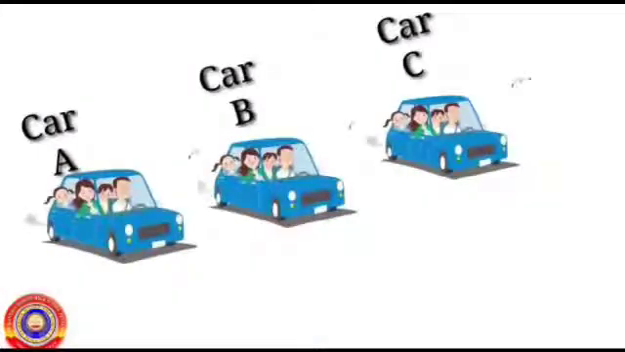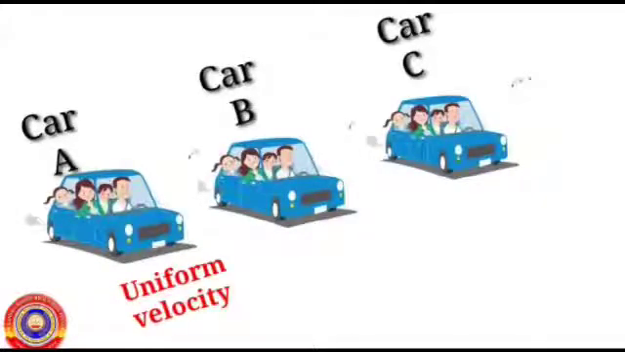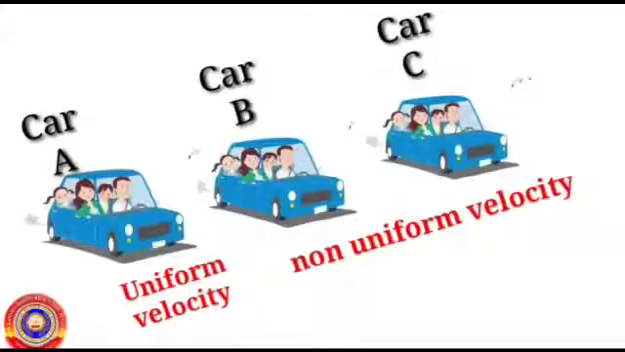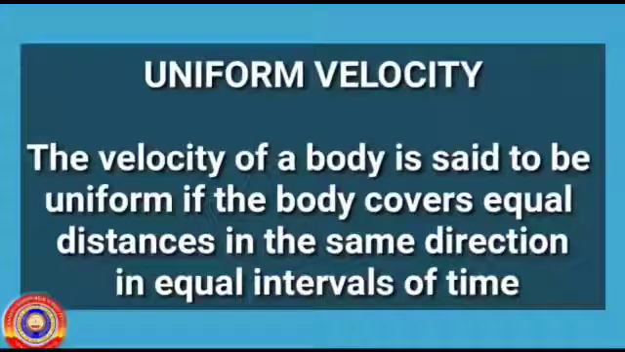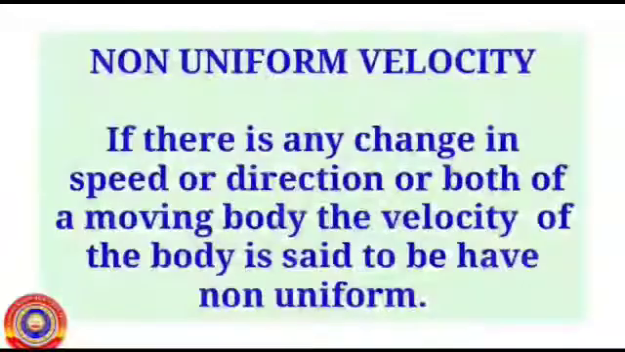From this, it is clear that car A has uniform velocity. Car B and C have non-uniform velocity. In short, the velocity of a body is said to be uniform if the body covers equal distance in the same direction in equal intervals of time. And if there is any change in speed or direction or both of a moving body, the velocity of the body is said to be non-uniform.